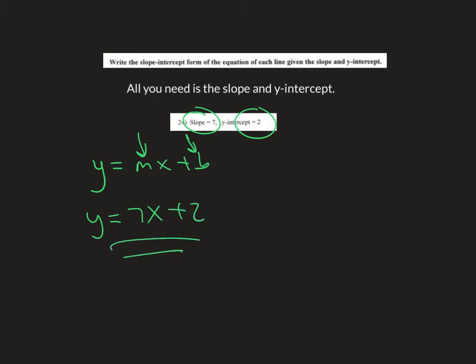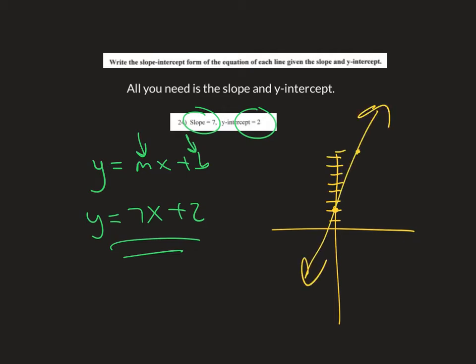Just for a little reminder, my positive 2 would be right here, and then up 7 would be 1, 2, 3, 4, 5, 6, 7 over 1, something like that, and that's what that line looks like, a steep positive line. That 7 indicates a steep positive line.